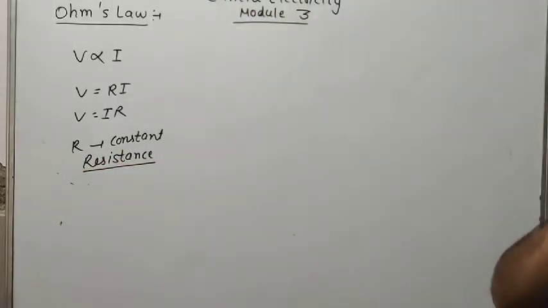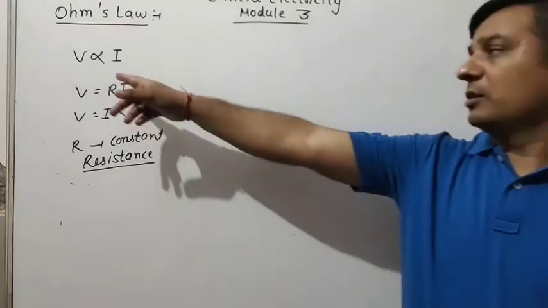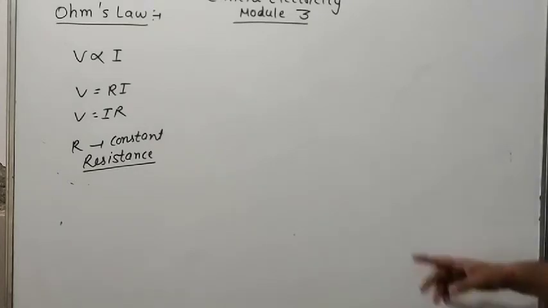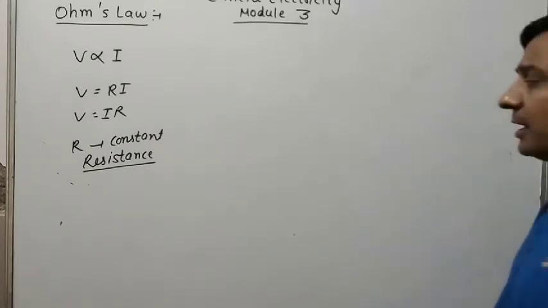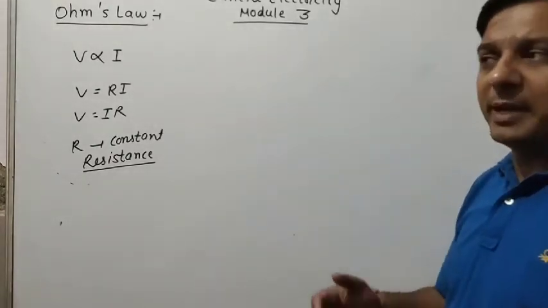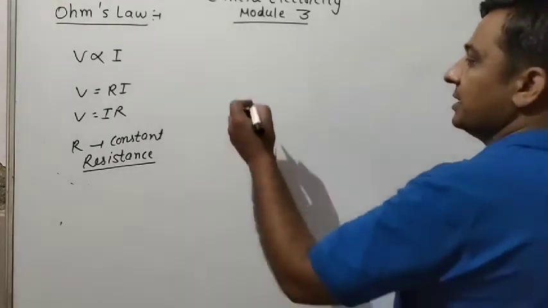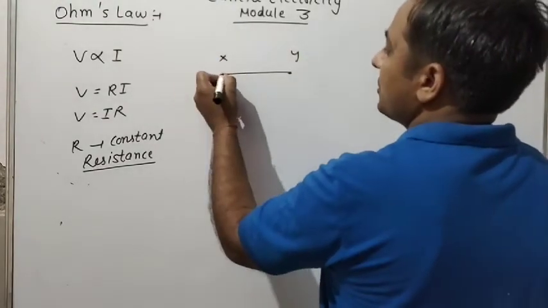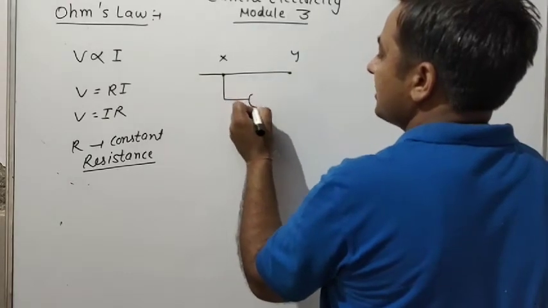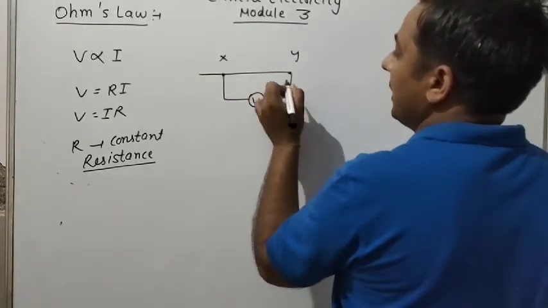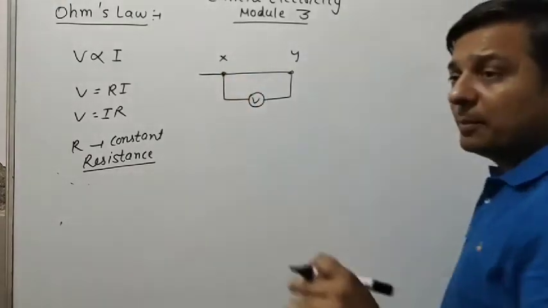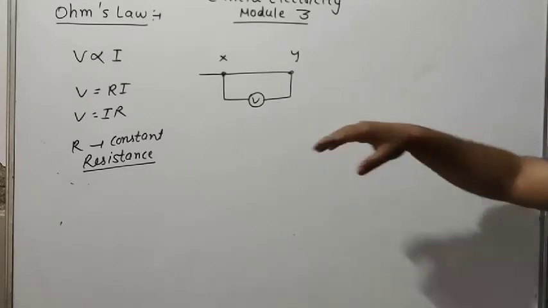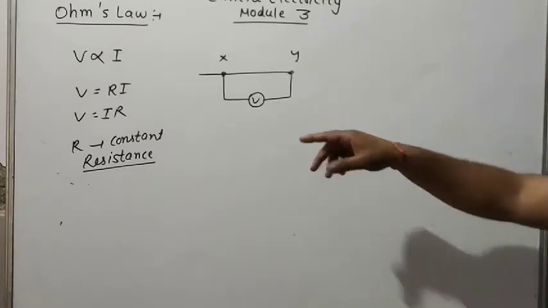So V is directly proportional to I, and to remove the sign of proportionality we write a constant, and that constant is called resistance, right? If you make the circuit diagram of this, because this is an experiment in the 12th class CBSE syllabus, this is the conductor X, Y, and this conductor is connected with a voltmeter in parallel. One thing, dear student, always remember that a voltmeter is connected in parallel. Why is it connected in parallel? Because in parallel the voltage cannot change.